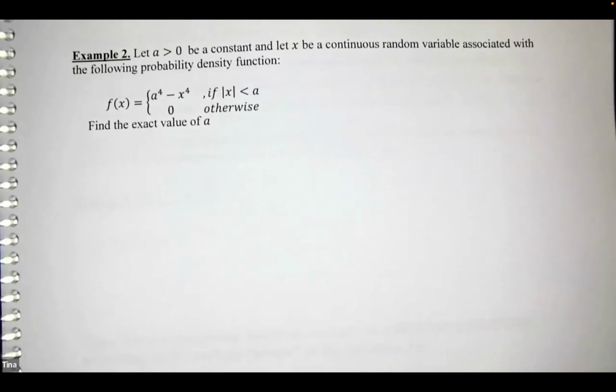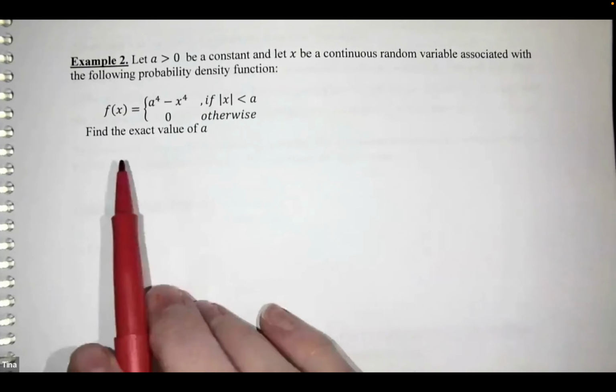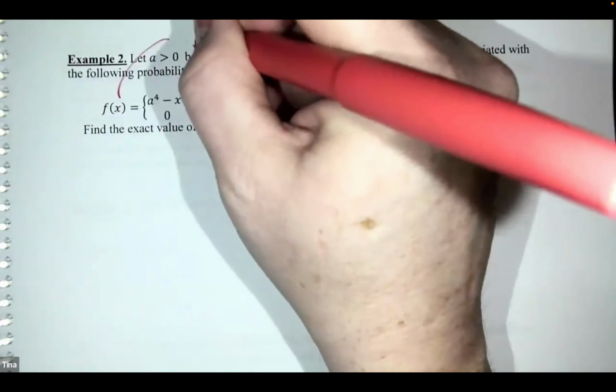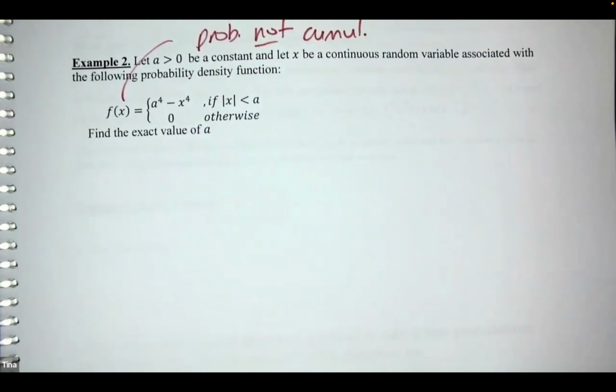So let a greater than 0 be a constant. Let x be a continuous random variable associated with the probability density function here. So we've got little f of x, probability, not cumulative, right? So it's a^4 minus x^4 if absolute value of x is less than a, and then it's 0 otherwise. So no area anywhere else, in other words, right?